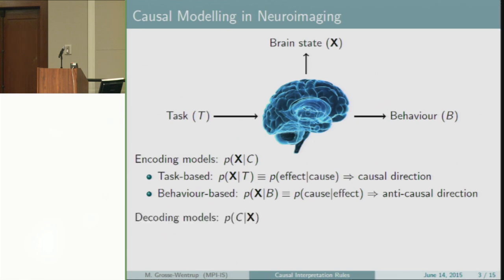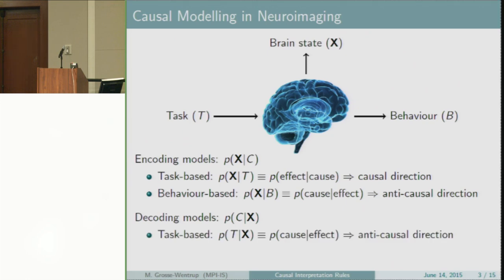Now if we go to decoding models, then we're trying to predict the class label as a function of the brain state. That means that in a task-based setting, we're predicting the cause, the task, from its effect, the brain state. So decoding models in the task-based setting are anti-causal models. And that is in contrast to task-based settings in encoding models where they work in a causal direction.